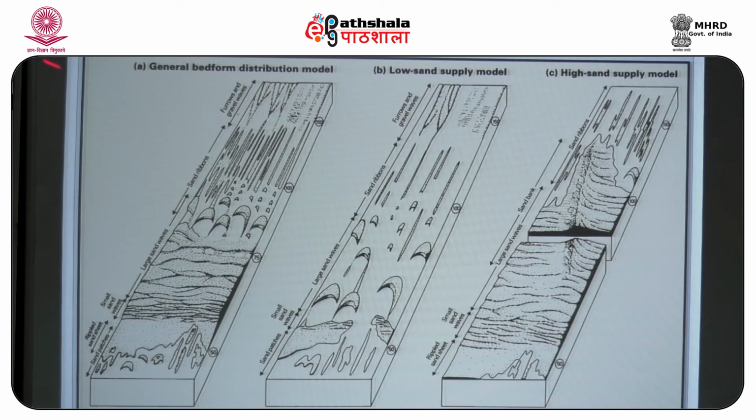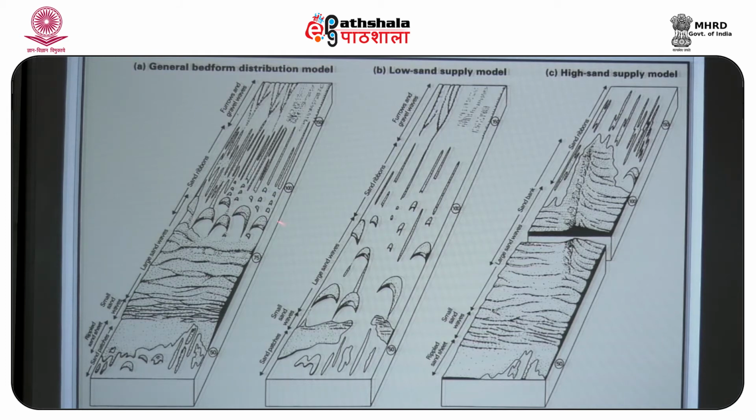Now, look at this picture. This picture is showing the general distribution of bed forms in a tide dominated shelf. This is the general model. Land is towards the bottom, that is, the depth of water increases northward, toward the top. You can see that most of the bed forms are shore perpendicularly oriented, that is, according to the direction of tide and ebb.